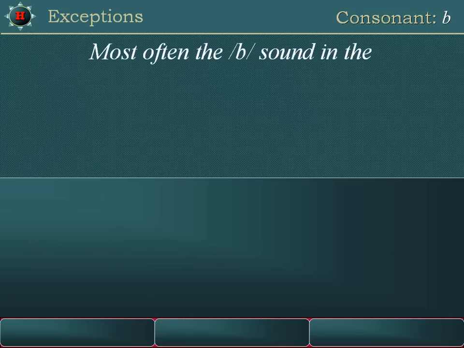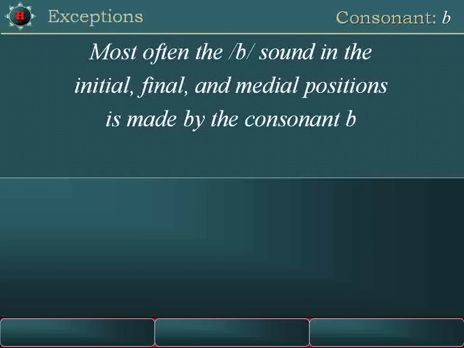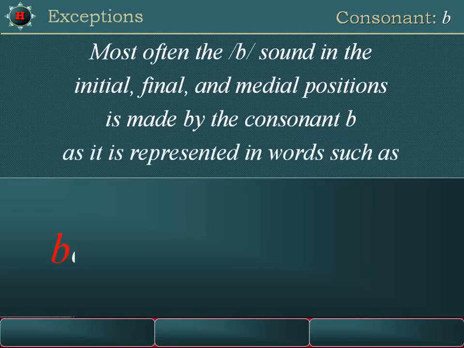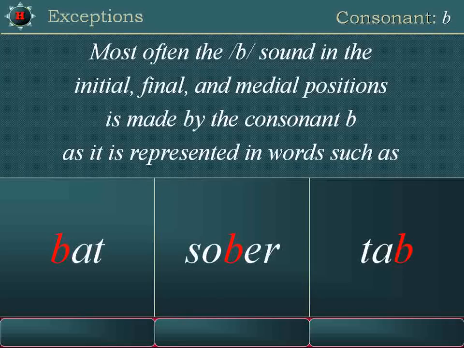B has one sound anywhere in a word. Most often, the B sound in the initial, final, and medial positions is made by the consonant B, as it is represented in words such as bat, sober, and tab. The sound of the consonant B is very consistent. B has one sound.